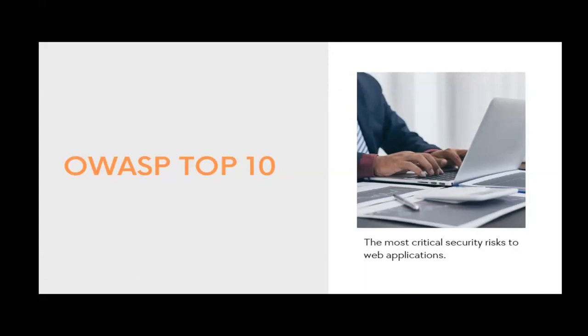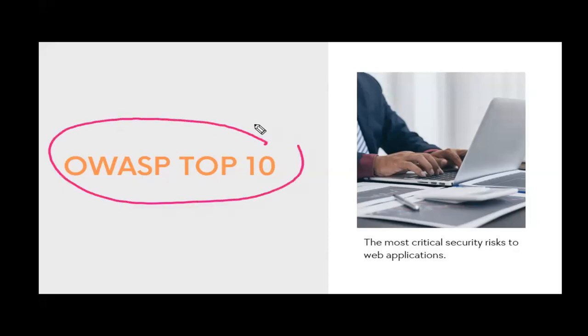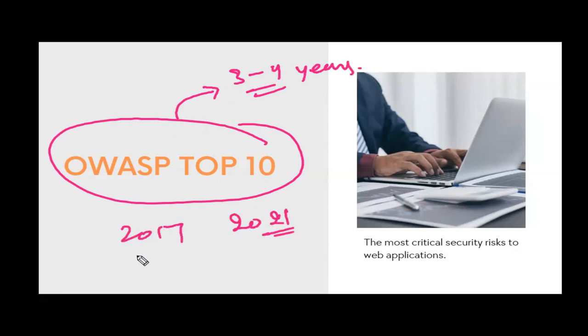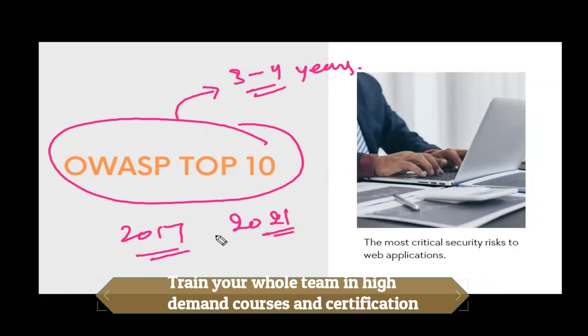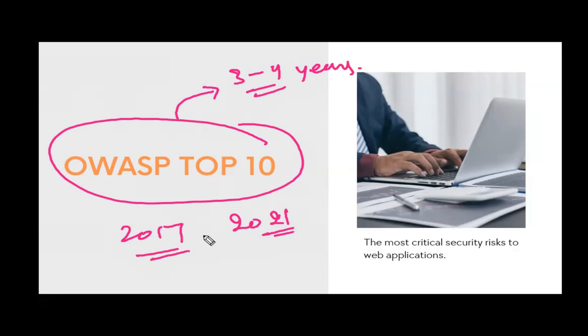It's all right. So the OWASP Top 10 is a report. It gets published every 3 or 4 years. Last time it was in 2017. Now the new report is 2021. What does this report consist of? This report talks about the top 10 vulnerabilities, or maybe you can say top 10 risks, for web applications.